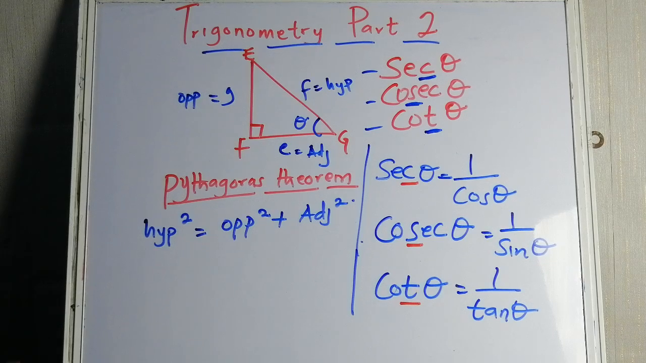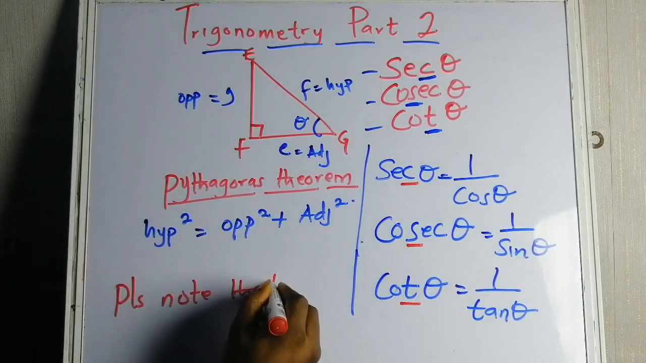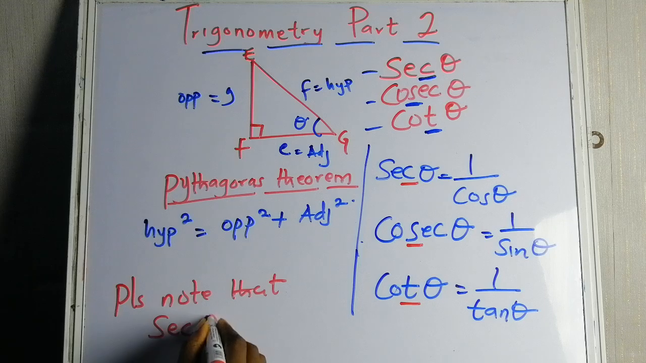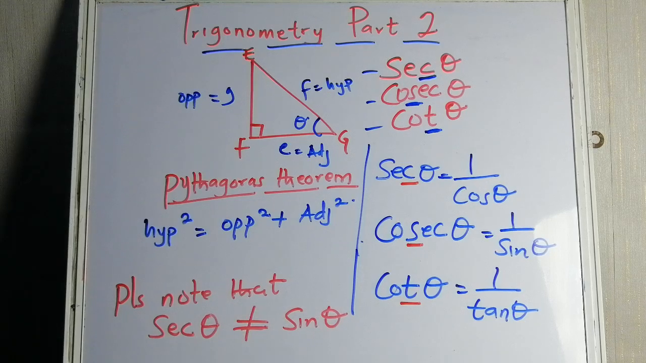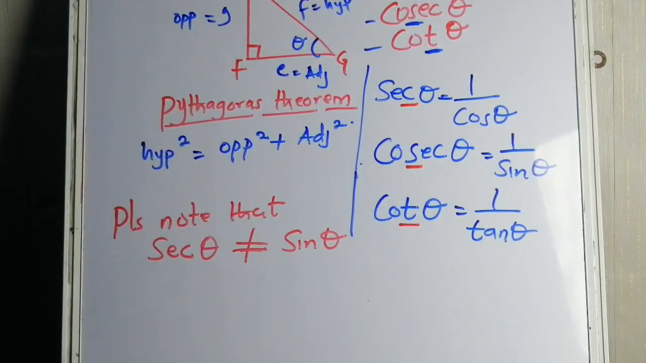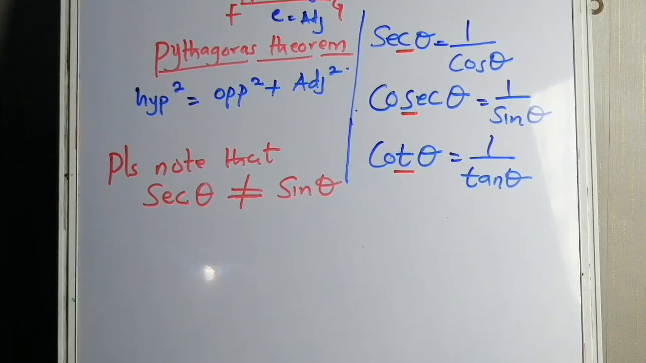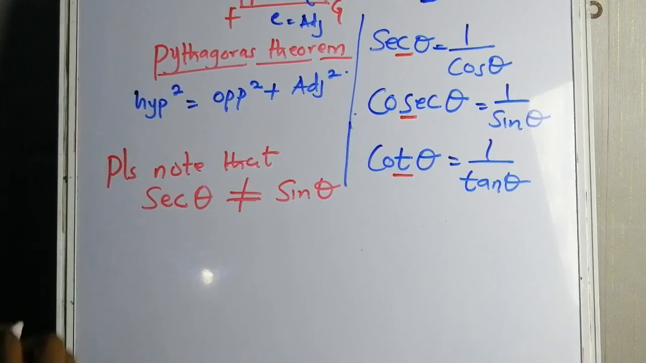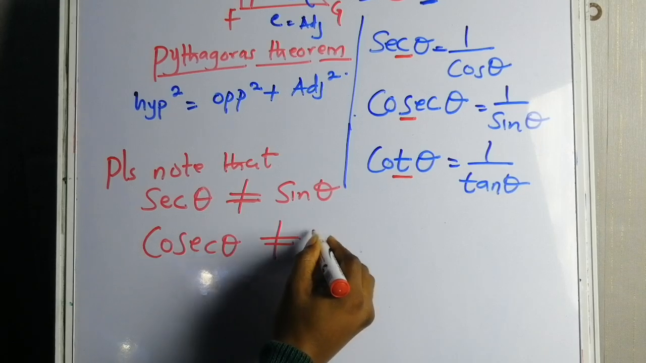Please note that sec theta is not the same thing as what? Sin theta. Don't miss it. And don't jump the gun when you see questions under this. Calm down and look at it very well so that at the end of the day you won't mix them with each other. Sec theta is not the same thing as what? Sin theta. Then cosec theta is not the same thing as what? Cos theta.